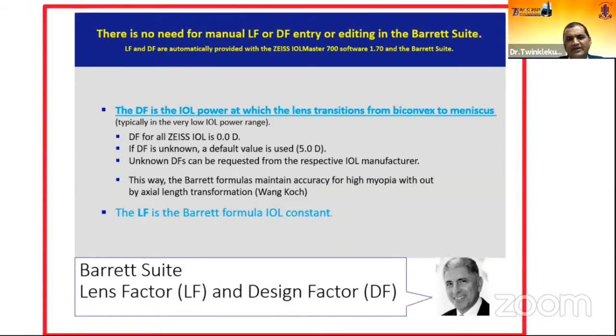had told you before. In the majority of equipment where the Barrett is incorporated, it has a default value. But when you are using the equipment where the Barrett is not incorporated, and if you are using meniscus lenses, then you have to enter this DF value manually. So you don't make an error for this.